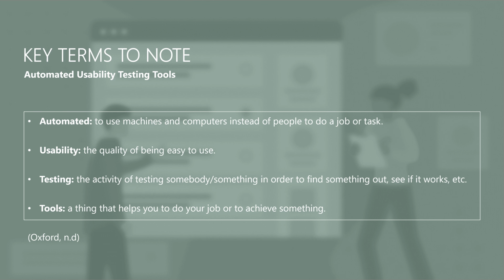Moving forward in my presentation, we will direct our attention to the vital terms which together form the umbrella topic of automated usability testing tools. Defined according to the Oxford Online Dictionary: automated, to use machines and computers instead of people to do a job or task. Usability, the quality of being easy to use. Testing, the activity of testing somebody or something in order to find something out, see if it works, etc. Tools, a thing that helps you to do your job or to achieve something. Together, these terms form the primary area of usability testing that we will be targeting today.